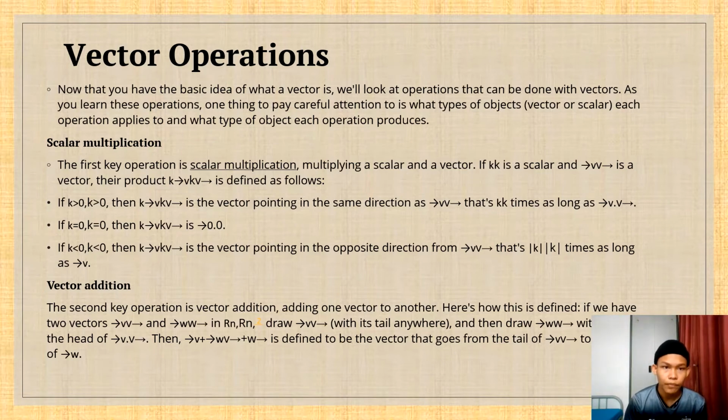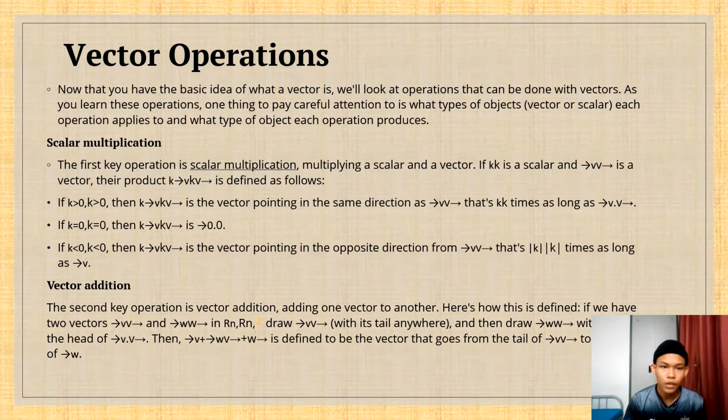Scalar multiplication. The first key operation is scalar multiplication: multiplying a scalar and a vector. If k is a scalar and v is a vector, the product kv is defined as follows. If k is bigger than 0, then kv is the vector pointing in the same direction as v, and it's k times as long as v. If k is 0, then kv is 0. If k is smaller than 0, then kv is the vector pointing in the opposite direction from v, and it's |k| times as long as v.